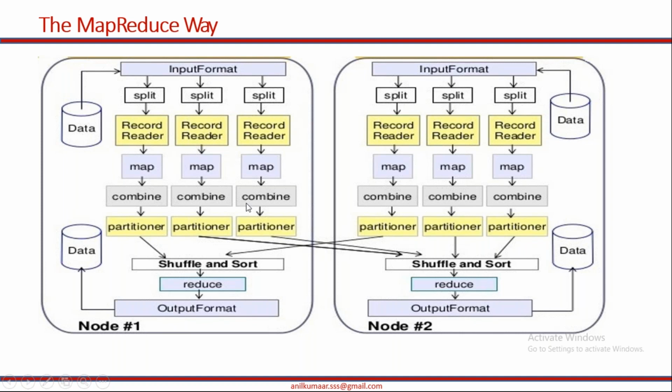So these are the phases in general of what happens in a MapReduce pattern. But in addition to that, we also have a combiner and a partitioner here, if you look at it. So what is a combiner and what is a partitioner here? These two are optional, but they can be involved whenever we need.